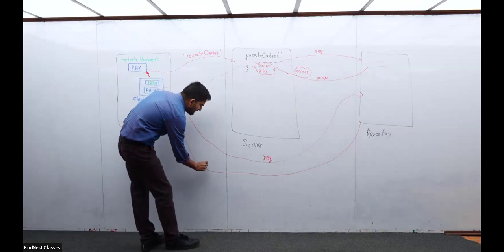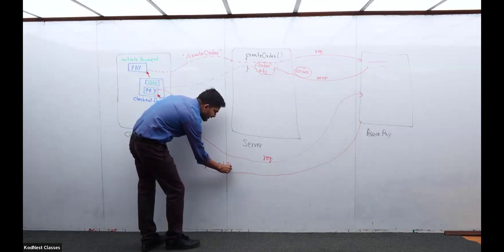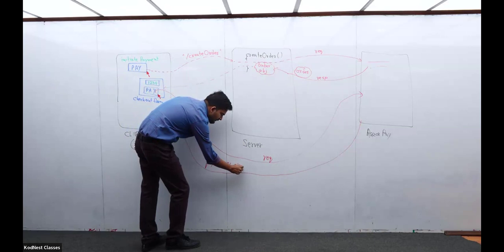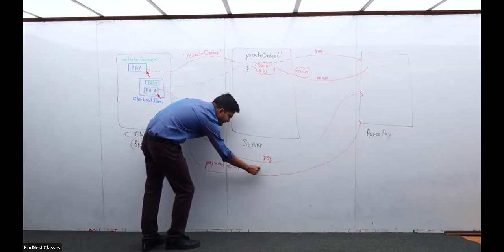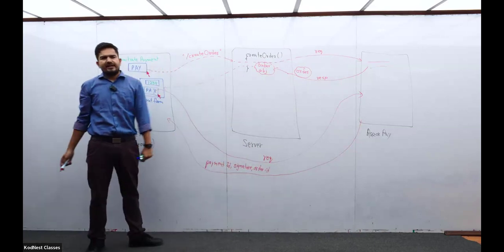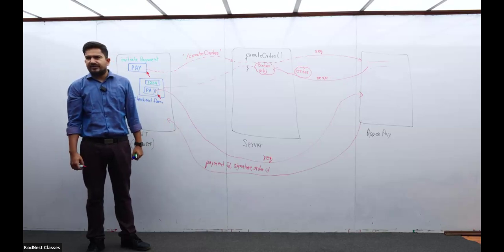Razorpay is going to send something like the payment ID. Perhaps it is also going to send the signature, and the order ID also, for which order we have accepted the payment and all. All those things will be sent via this one.